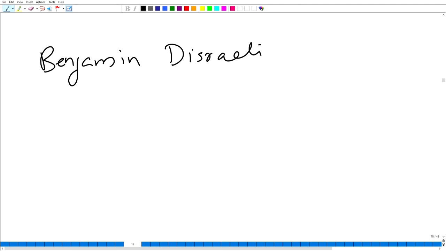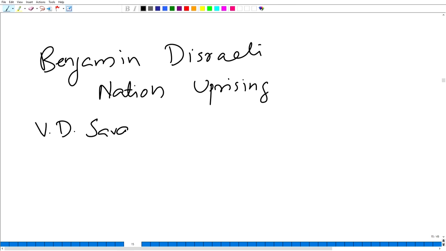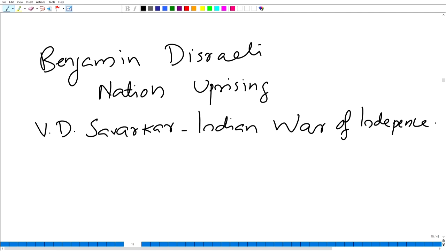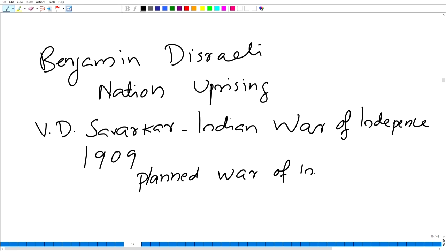Benjamin Disraeli, a conservative leader in Britain, states that the Great Rebellion of 1857 was a national uprising. Similarly, V.D. Savarkar, in his book Indian War of Independence, published in London in 1909, states that the rebellion of 1857 was a planned war of independence.